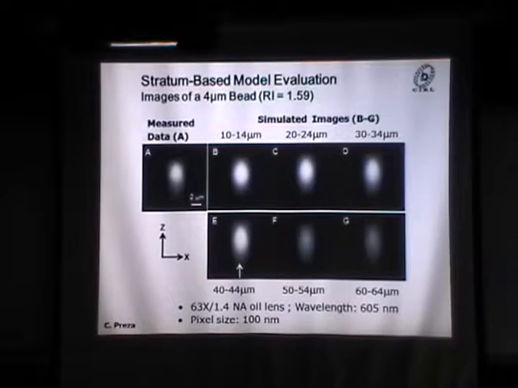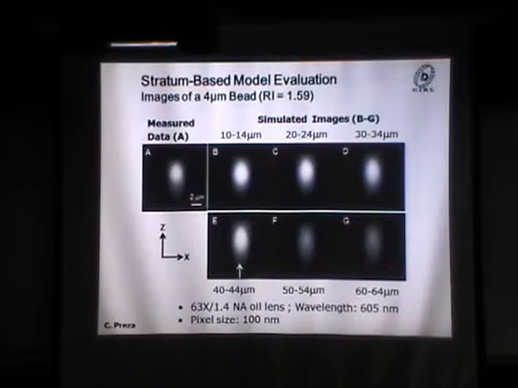And in the simulations here, we vary the depth. These numbers that you see at the top, 10 to 14 micrometers, that's the depth that we consider to compute the point spread functions. And we vary that in order to kind of reverse engineer to see how to capture what we see in the measured data here.